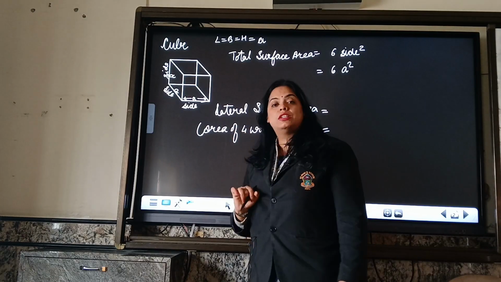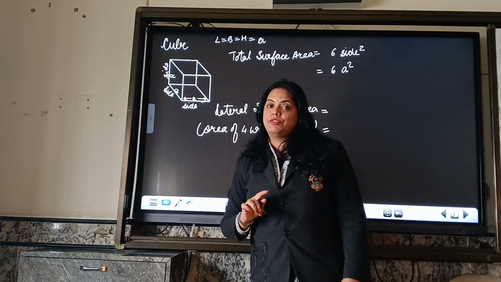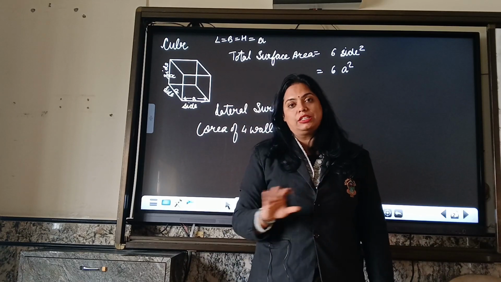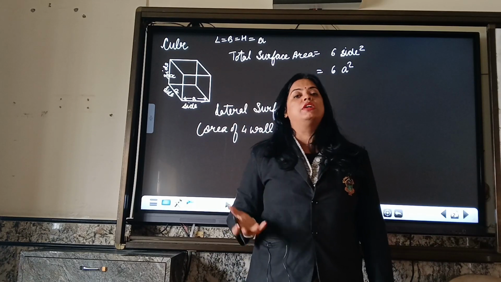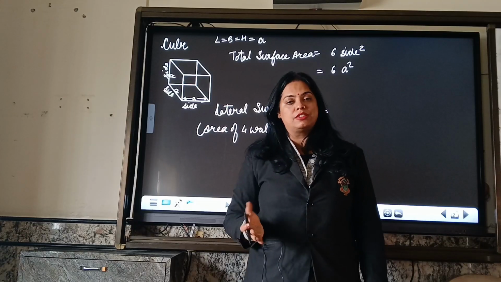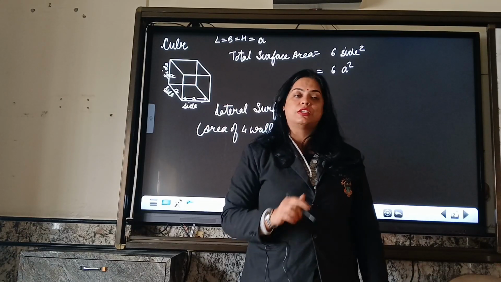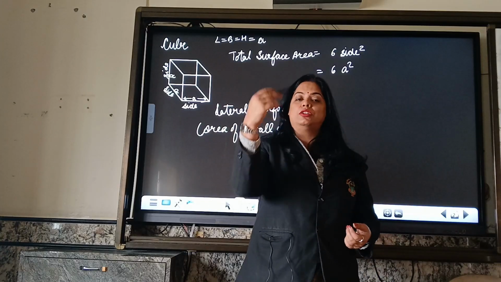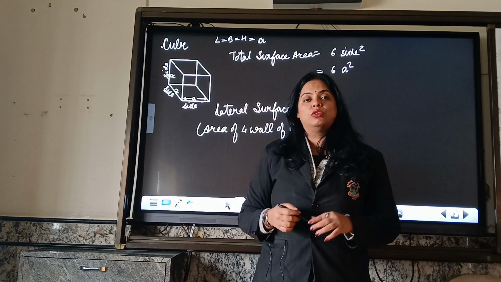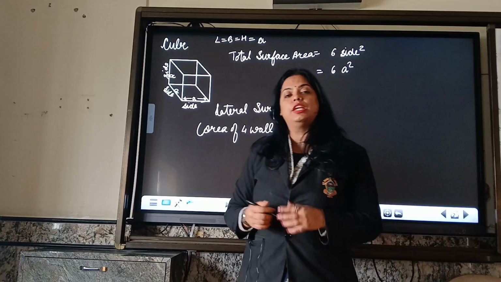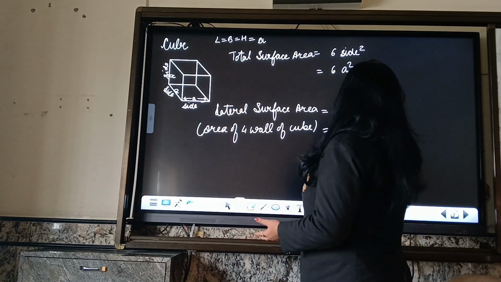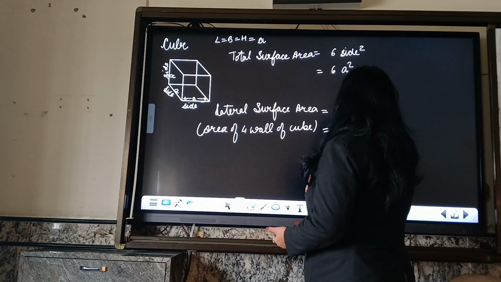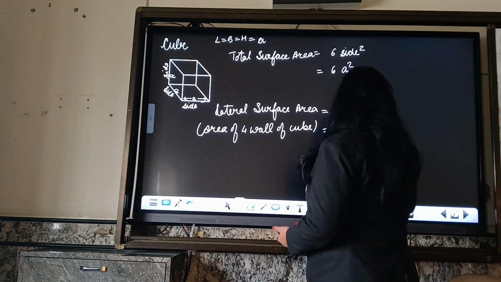What about the lateral surface area of a cube? Lateral surface area stands for the 4 wall areas, where the ceiling and floor are not in consideration. So how many squares are left out of 6 surfaces? We have only 4 surfaces, means these are the 4 walls: 2 are left and right, and another 2 are the front and back walls. So how many squares do we have? 4 squares. So the area of 4 squares is 4A square, or we can say 4 times side square. We will write 4 into A square.